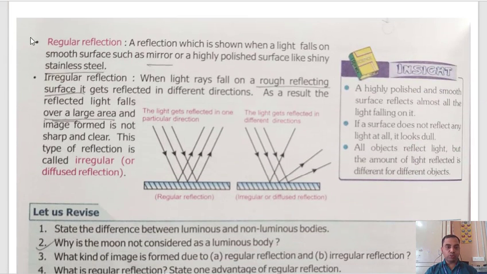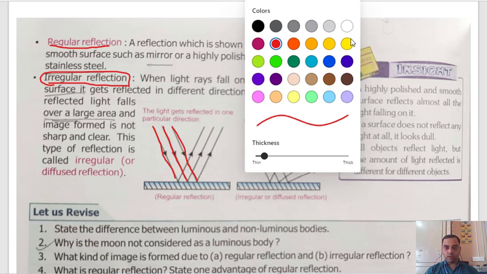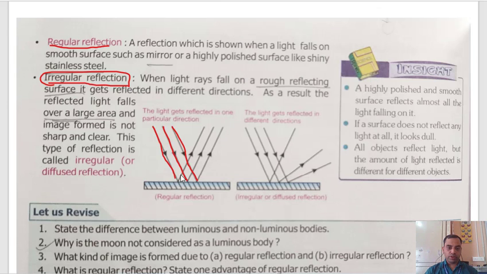Now, reflections are of two types. One is regular reflection, one is irregular reflection. Okay, fine. So regular reflection, you must see the difference between these two images. These lines, these rays, are called incident rays. The rays which are coming from a source of light and falling on a body are parallel to each other. They are incident rays. And if you see this one, these are the reflected rays.